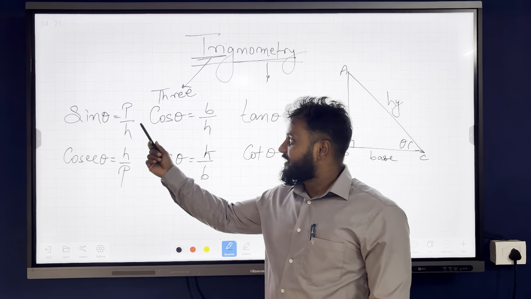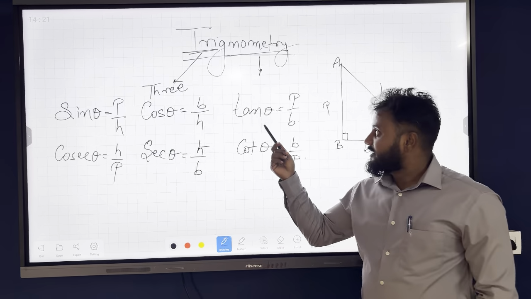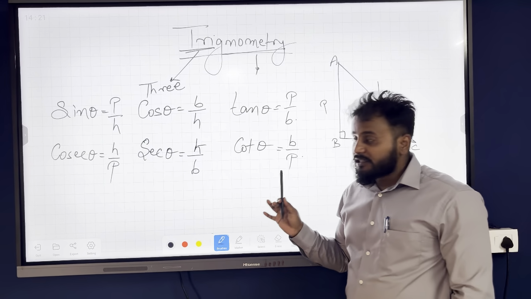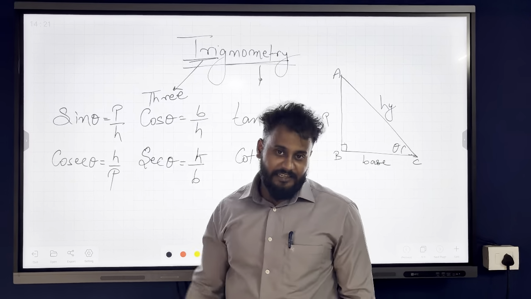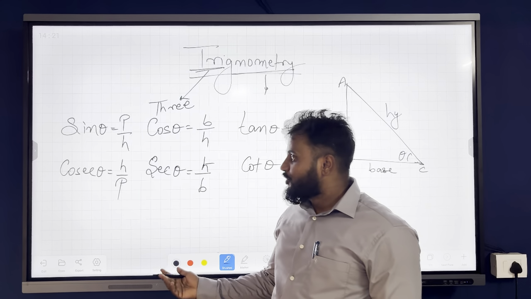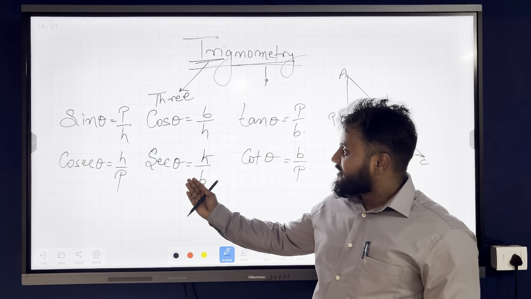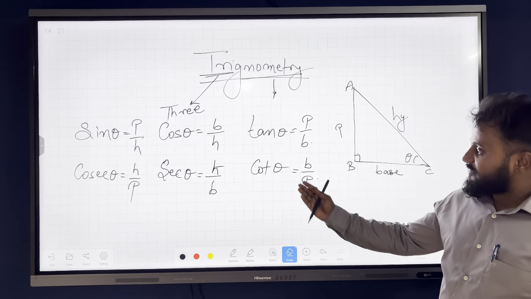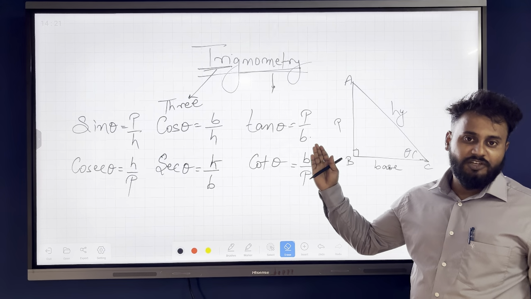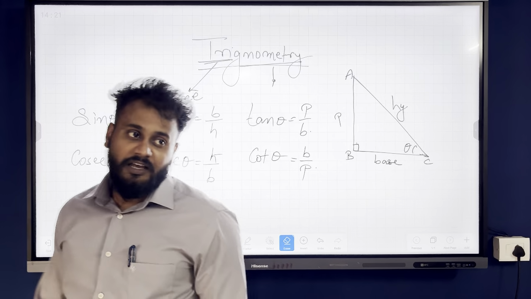Now what is sin theta? That is P by H. What is cos theta? That is B by H. What is tan theta? That is P by B. What do you mean by cosec theta? Cosec theta is the opposite of sin theta, so the formula is going to be H by P. Second one is sec theta. It is the opposite of cos theta. It becomes H by B. And third one is cot theta. It is the opposite of tan theta. That becomes, sorry, B by P. Any doubt?